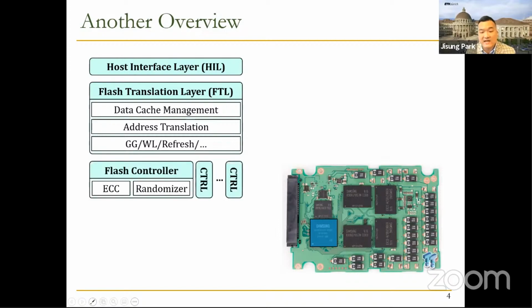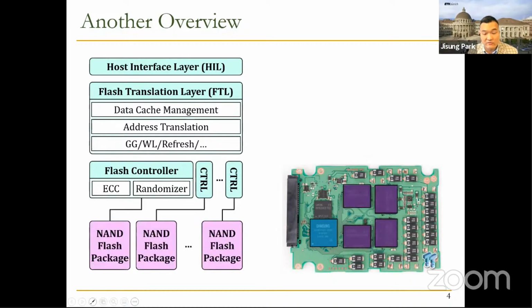The last one is hardware flash controllers, which are responsible for ECC and data randomization, as well as the communication with the underlying NAND flash memory. And each flash controller controls 1 or more flash packages, and we are going to take a deeper look into the organization of NAND flash memory soon in this lecture.